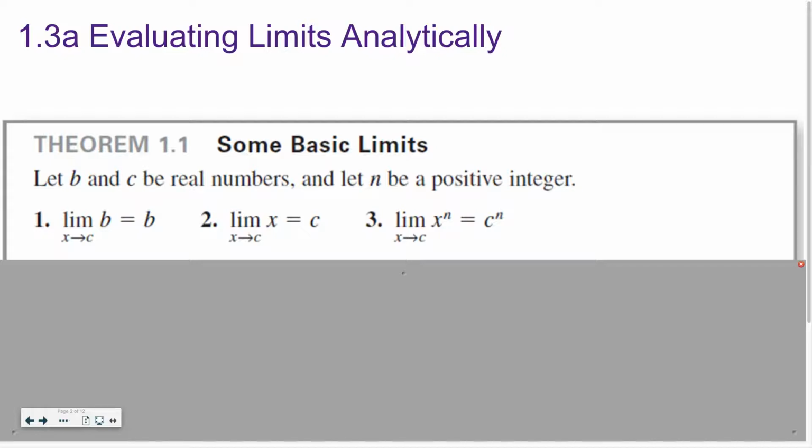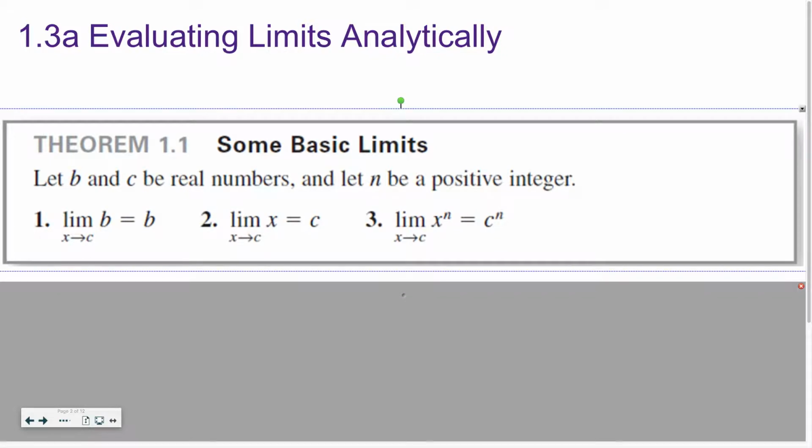Three basic limits. And I would not write this right here. Let's just understand that B and C are constant values. N is an integer. Write down this. The limit as x approaches C of B is B. The limit as x approaches C of B equals B.